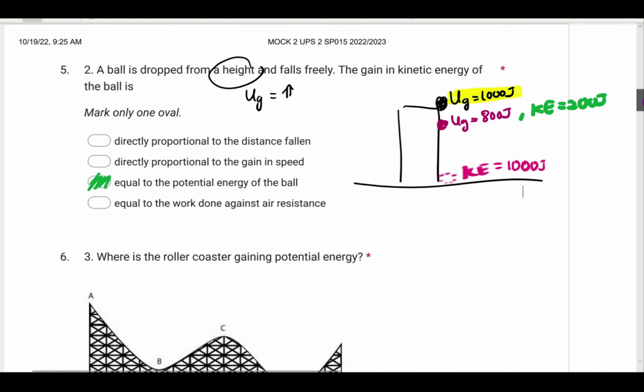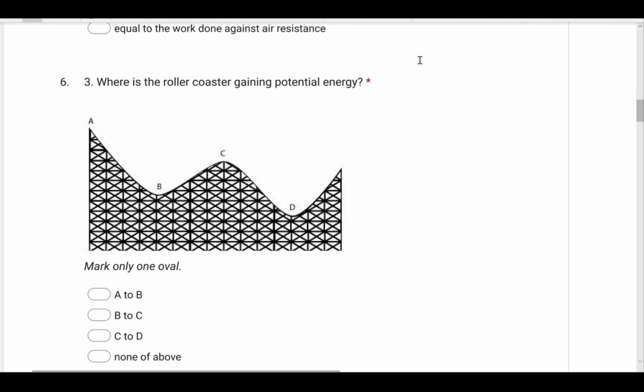Okay, so question number 3. Okay, where is the roller coaster gaining potential energy? So maknanya dia bertambah lah potential energy dia kan. So mestilah masa dia semakin naik, A to B dia turun, B to C lah yang dia naik, C to D pun sama dia tu turun. So paling senang lah ini.